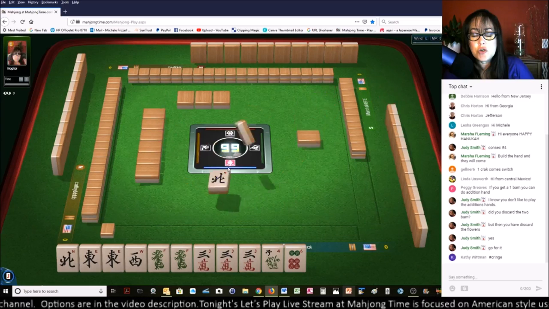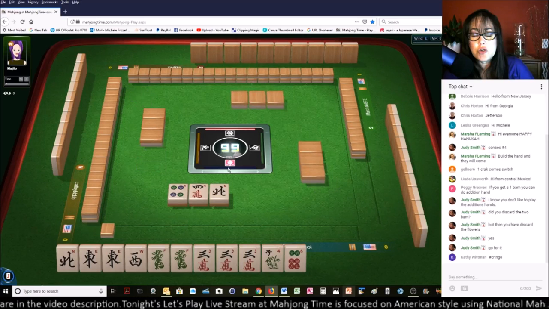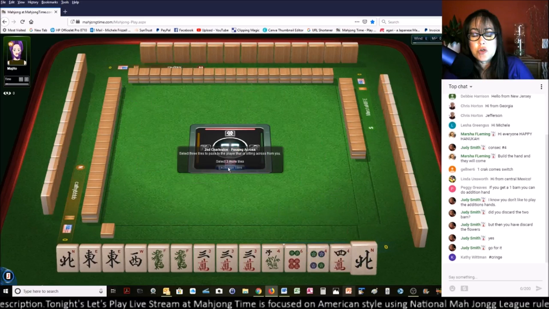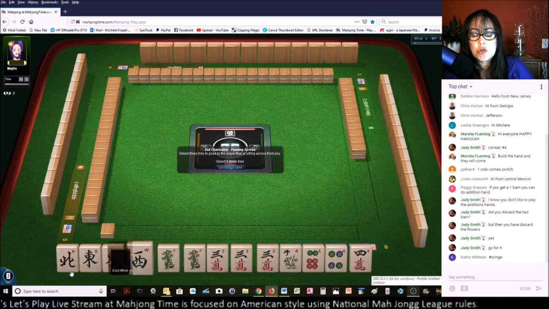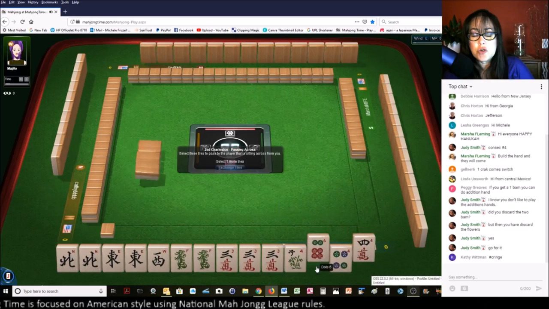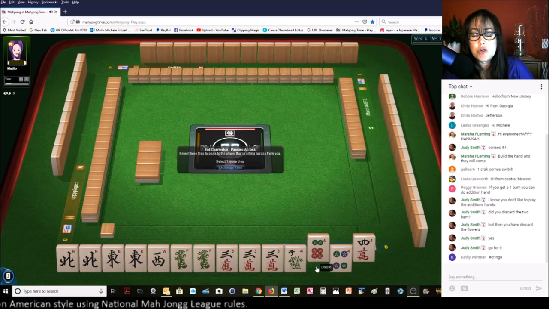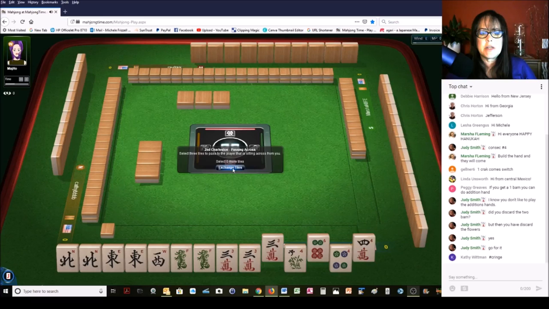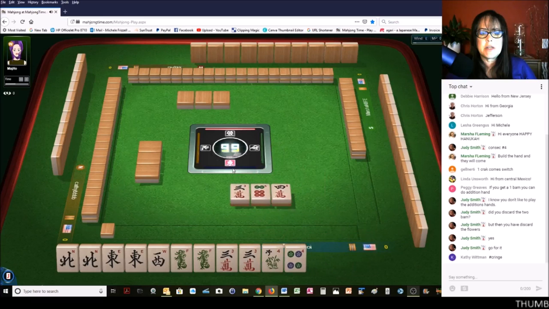Even though we have a pung of threes, the only way to really use that, ooh, someone just gave me like numbers. But we did get now a north. Okay, so we have to decide right now. North, east, west, green. East, west, green. I think I'm going to give up on the three crack. Three crack, there it goes. So I'm thinking winds and dragons.